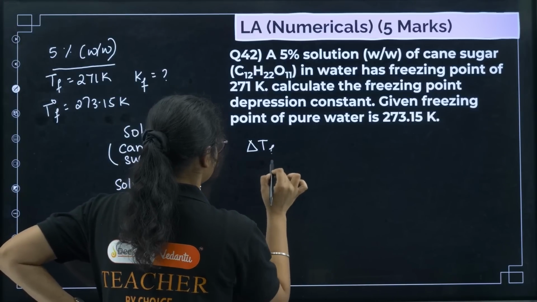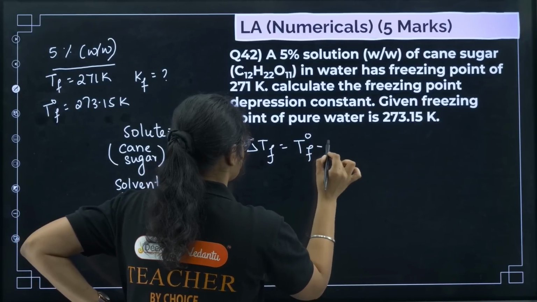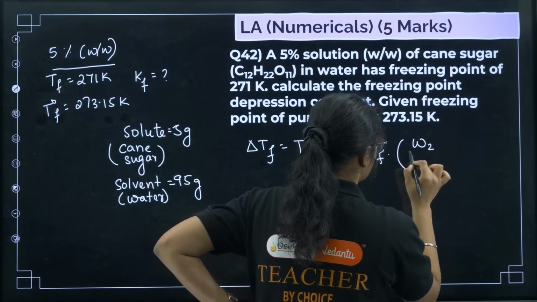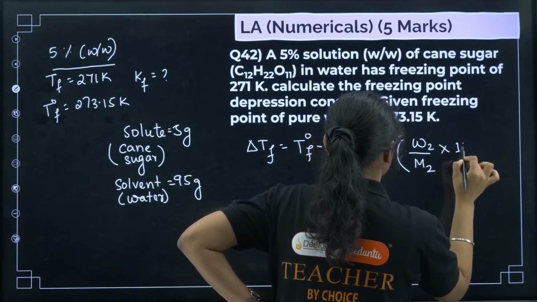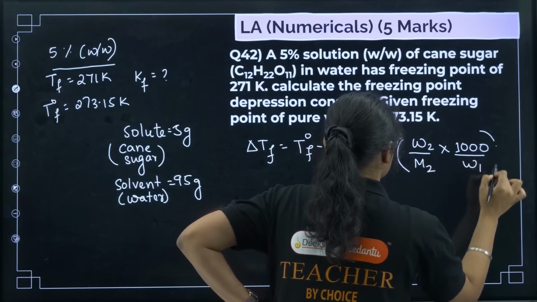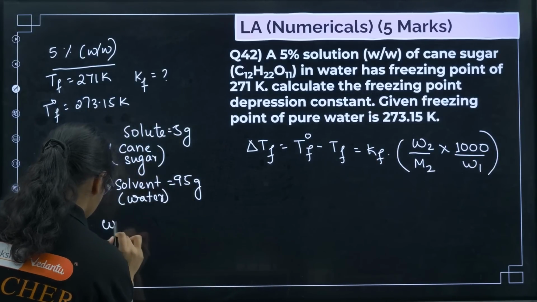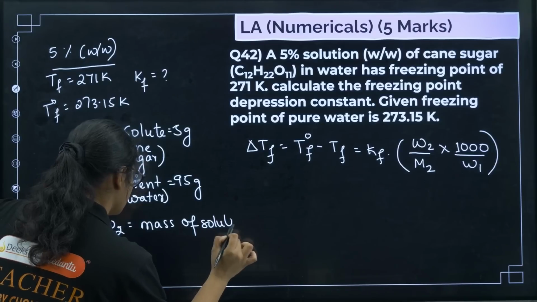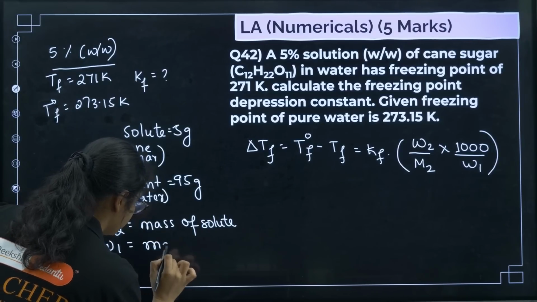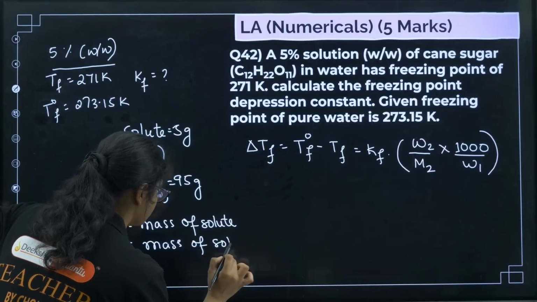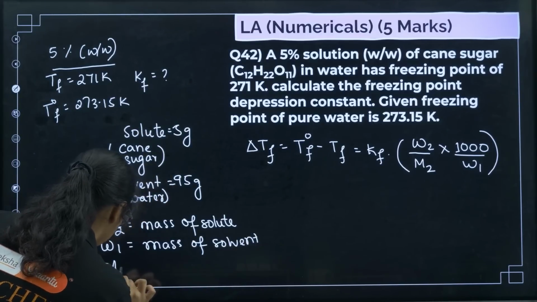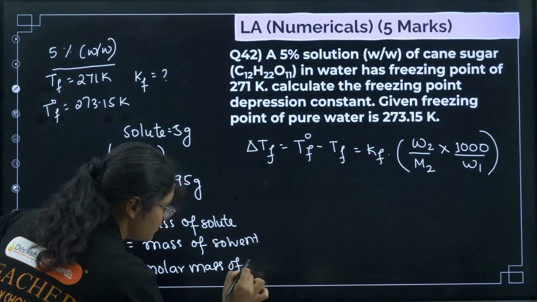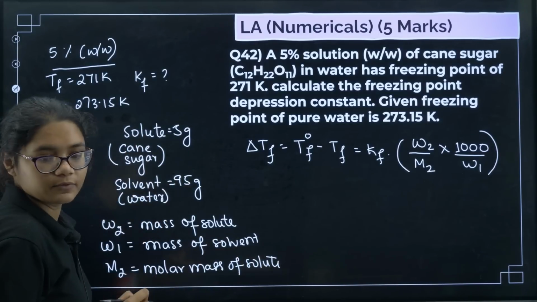So I have delta TF is equal to T naught F minus TF is equal to KF into M. For molality, W2 by M2 into 1000 by W1. Here W2 is the mass of the solute, W1 is mass of solvent, and M2 is the molar mass of solute. This is done.